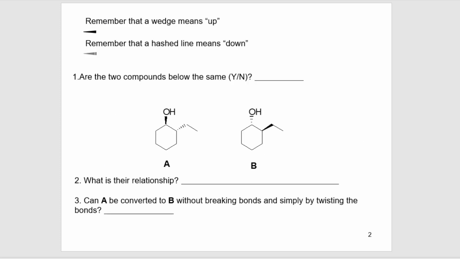Now I need you to remember what wedges and hashes mean. We use wedges and hashes only on the 2D drawing. You do not use these when you're doing chair configurations.